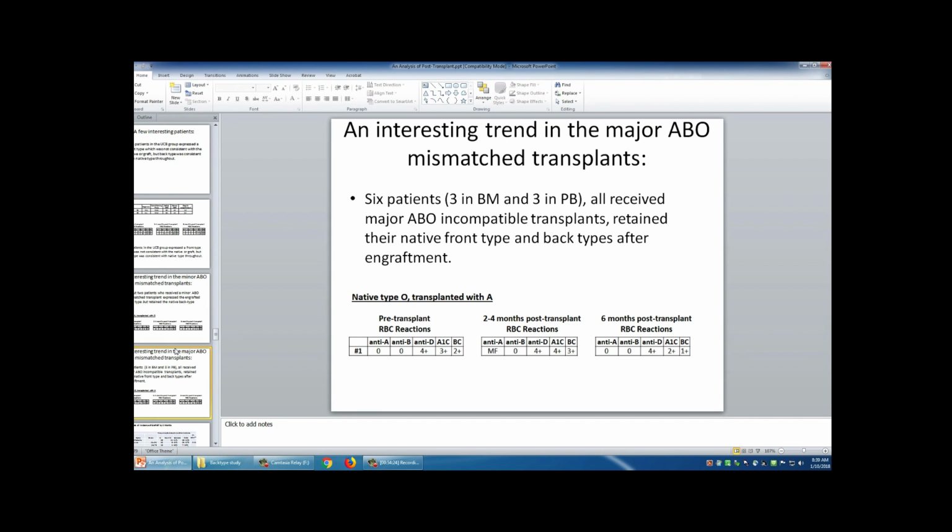You keep giving them type O cells, perhaps even suppressing their hematopoiesis. I mean, yeah, that would explain it. But then I don't know. You have to get them to a point where they're free of transfusion.